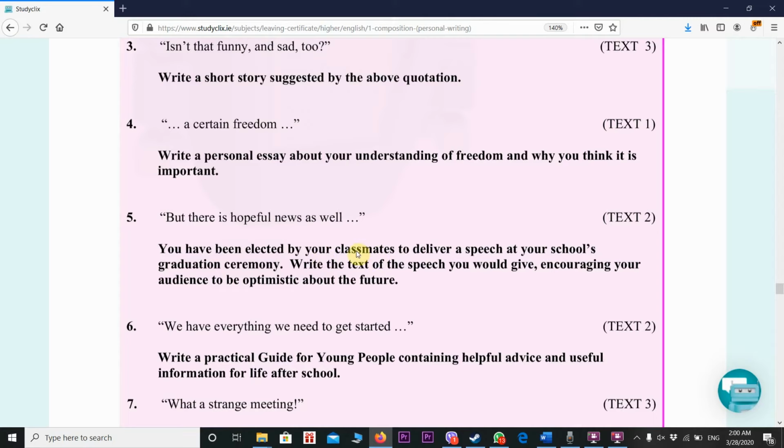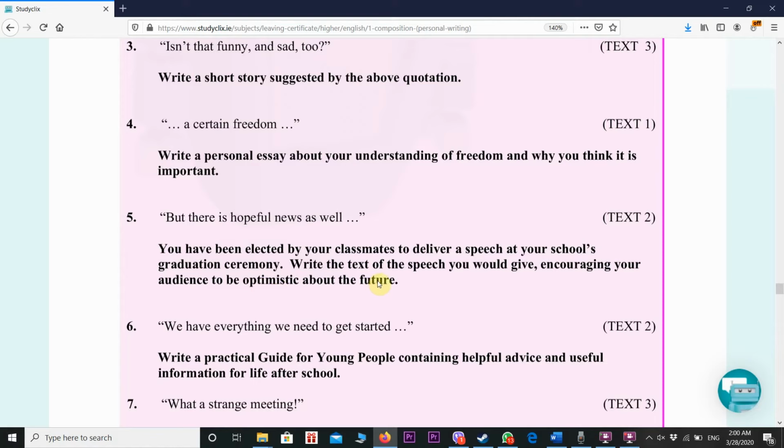Great. So now I am one of the classmates, and I've been elected by them to deliver the speech at the graduation ceremony. This is very important, guys, because you need to analyze the question prior to starting it. You have to plan it out properly before you actually start writing. So write a text of the speech you would give. Encouraging, this is the key word, encouraging your audience to be optimistic about the future.